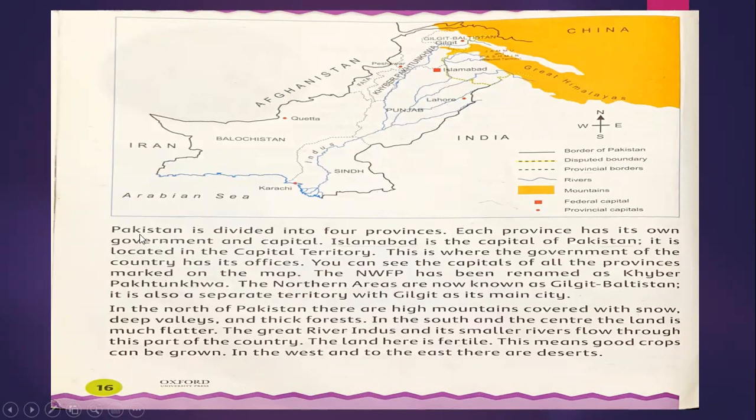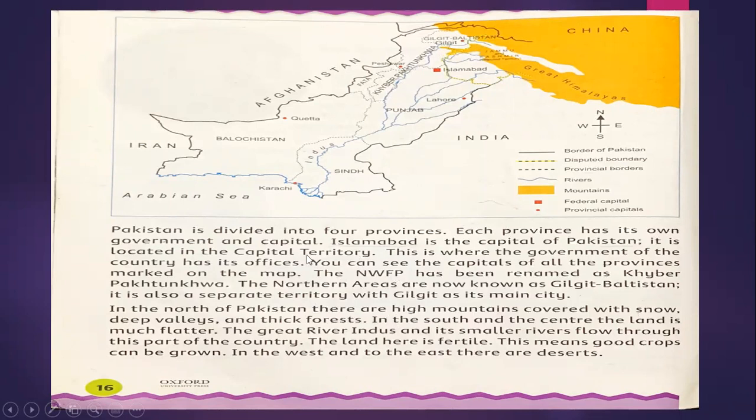Now let's read further. Pakistan is divided into 4 provinces. As I told you, the surface of the earth is divided into 7 continents. Then each continent is divided into countries. Now to understand the different cities and the area of one country, the country is divided into provinces and cities. So Pakistan is first divided into 4 provinces, just like you can see here: Balochistan, Sindh, Punjab, and here is Khyber Pakhtunkhwa. Look, it is written here, this area.